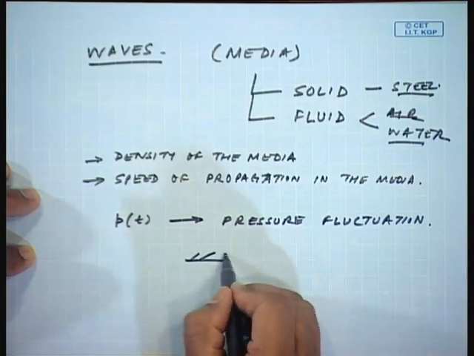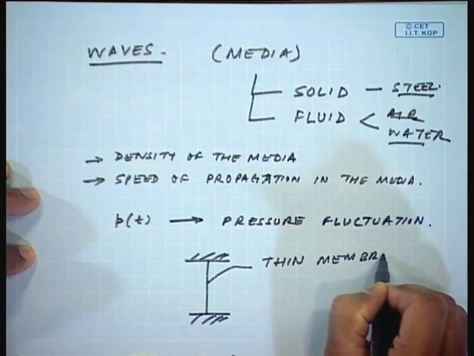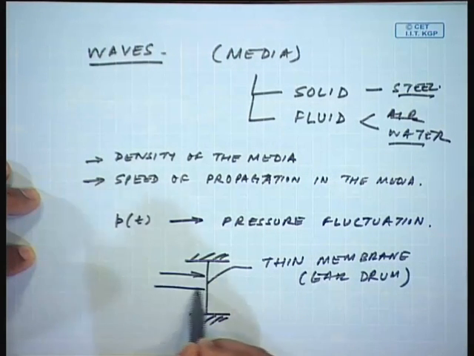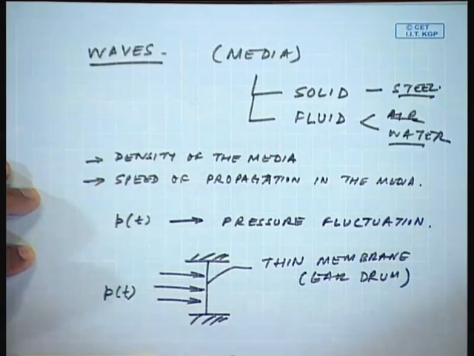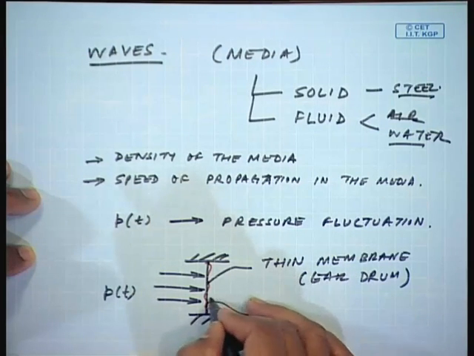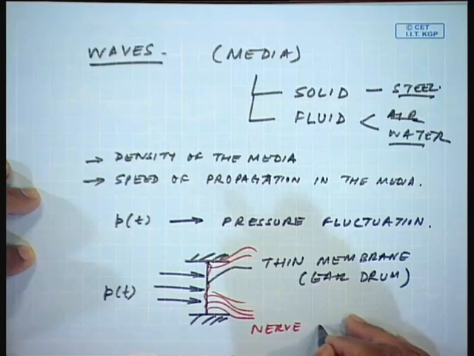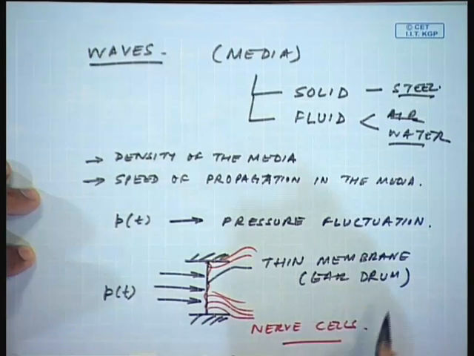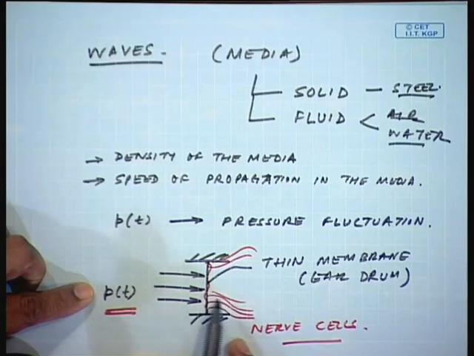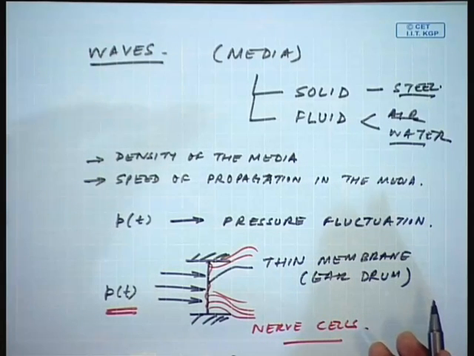If you look at our eardrum, I will just draw it as a membrane here, a thin membrane is our eardrum. When the pressure waves are incident on this membrane, it is going to have a small deflection. To this membrane are attached many nerve endings that go to the nerve cells, and then this goes to the brain. So, because of this small pressure fluctuation, this membrane will undergo a deformation or displacement, and this is sensed by the nerve cells attached to the eardrum, and then we get a sensation of hearing.